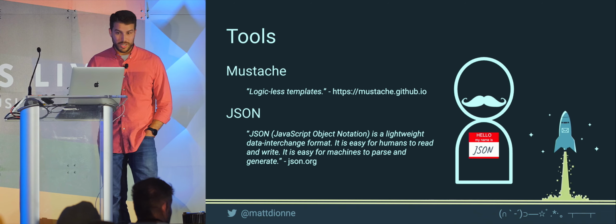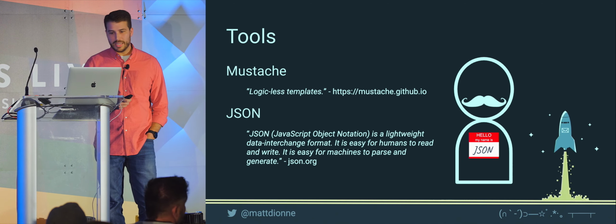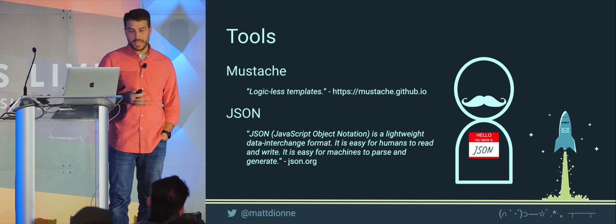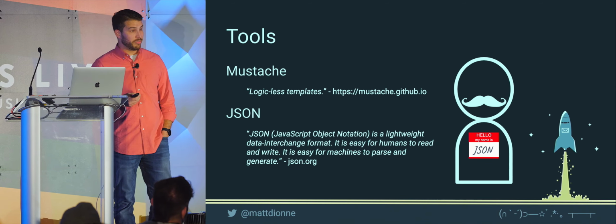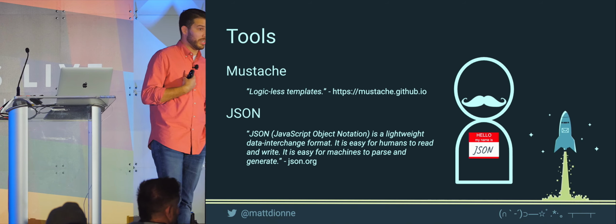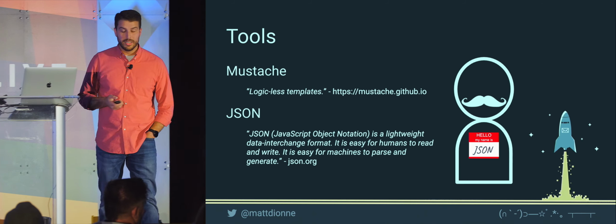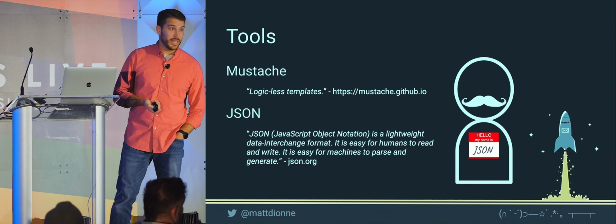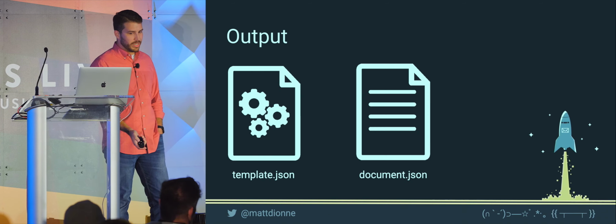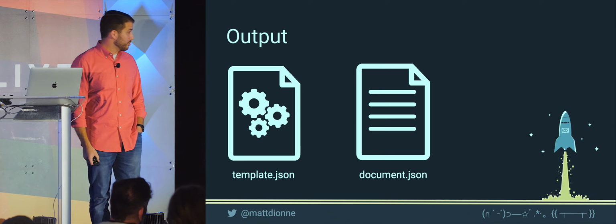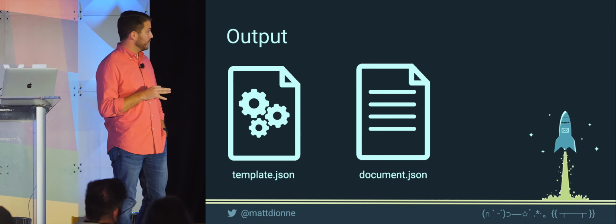JSON is another thing that's widely available and used, and it is a lightweight data interchange format that is easy for humans to read and write, which is good because us humans need to read and write this stuff for the templates in the system. And then it's also easy for machines to parse and generate, which is good for the APIs and the editor and things like that. So what did we build? The output is a two-file system is what we settled on. There's the template and the document. Both of these are completely written in JSON.